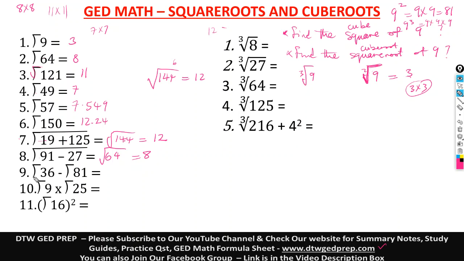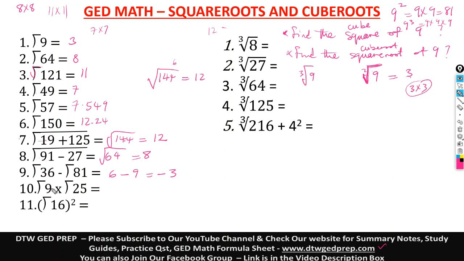Now here you have the square root of 36 minus the square root of 81. How do you do this? Just find the square root. The square root of 36 is 6, because 6 times 6 is 36. Then minus the square root of 81, which is 9, because 9 times 9 is 81. So 6 minus 9 will give us negative 3. Can you see that? That's how you simplify.